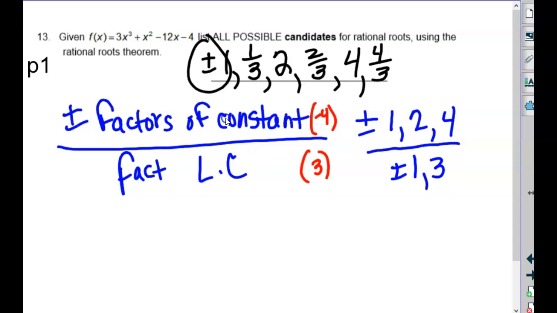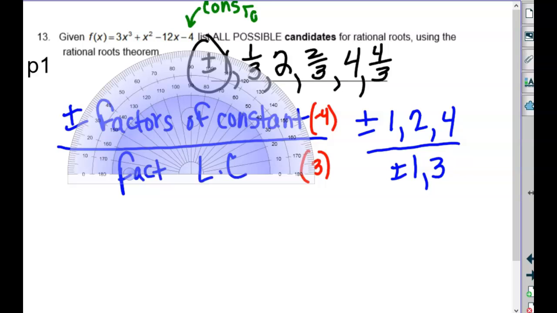Yes? If we put in a fraction that would reduce to a number that's already in the list, would we get points for that? No. Constant means the term that doesn't have an x. So this is the constant.